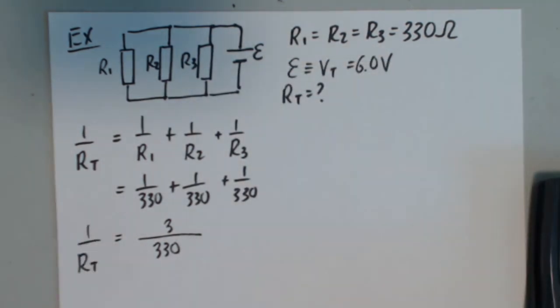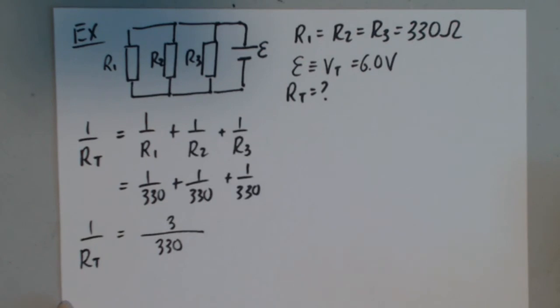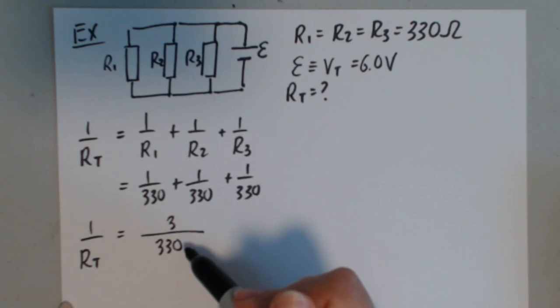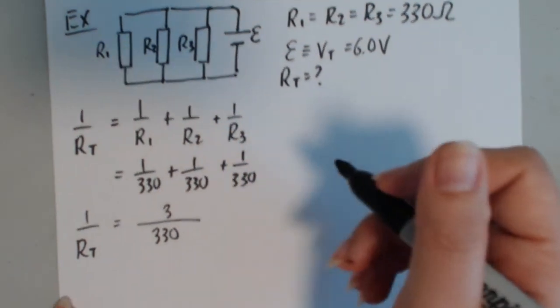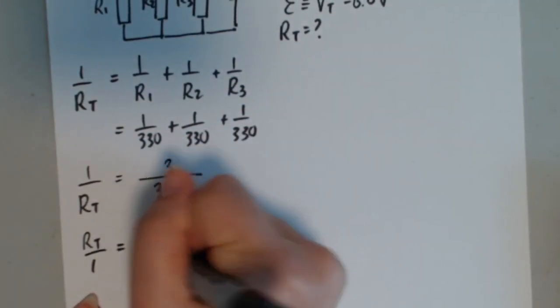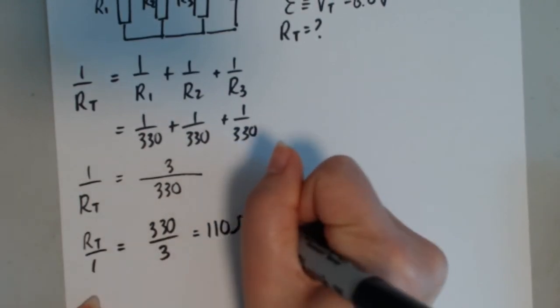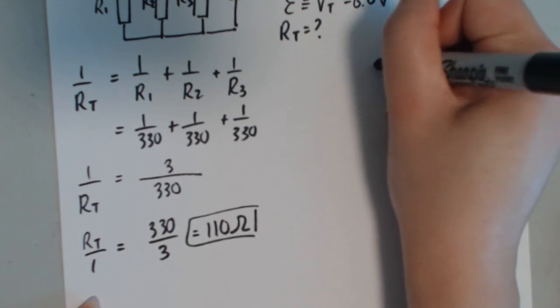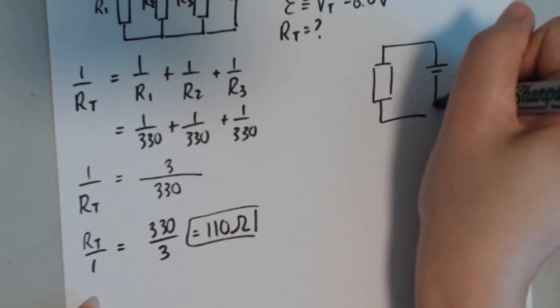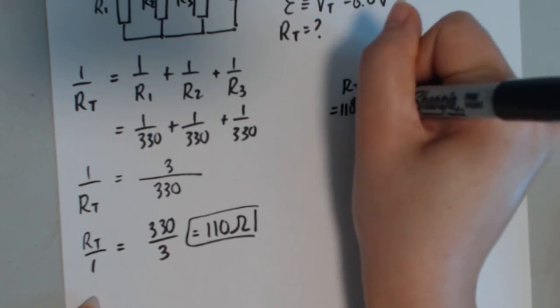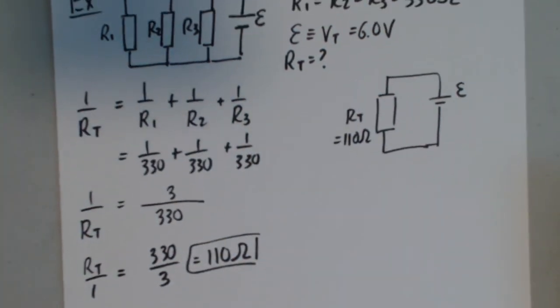110. Another way to see it is the way I've done it here. Sometimes the numbers work out nice with the fractions, like it does here. 1 over R total is 3 over 330, which means R total over 1, so flip each of the fractions, is 330 divided by 3. That's 110 ohms. So what that means is that this circuit could be replaced. So take out those 3 resistors and replace it with a single resistor of 110 ohms. That's the same thing as having 3 of these side by side.